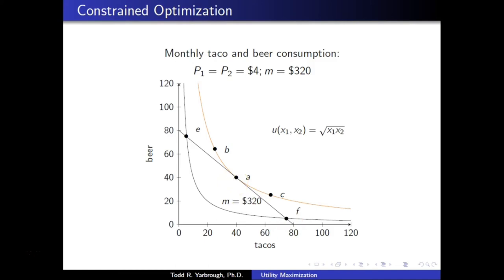Therefore, we can establish that the optimal bundle will be found when the slope of the indifference curve is equal to the slope of the budget constraint.